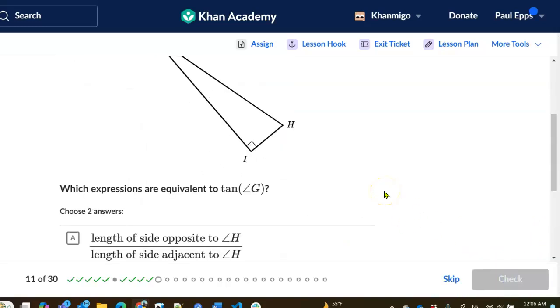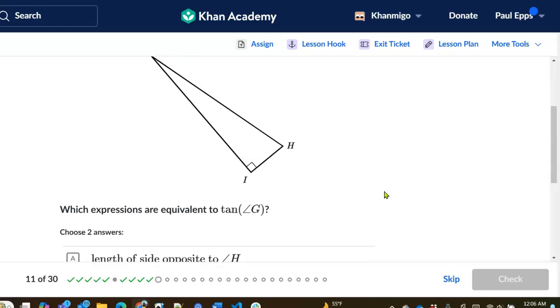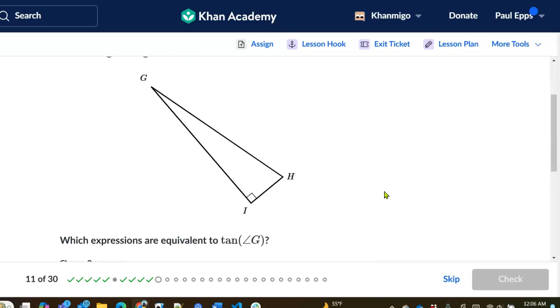Which expressions are equivalent to tangent of G? All right, well, the tangent of G, tangent is opposite over adjacent. So what do we have here?